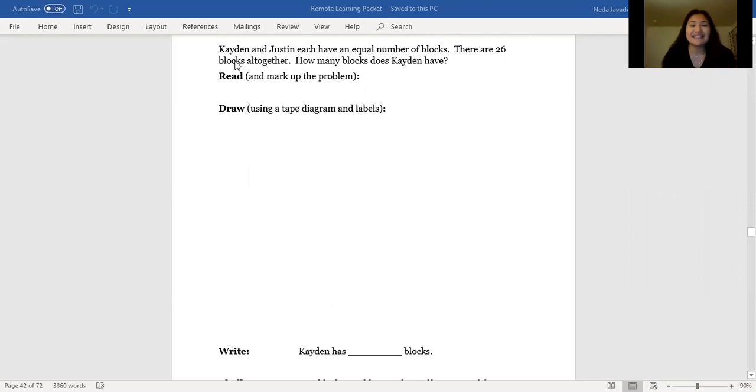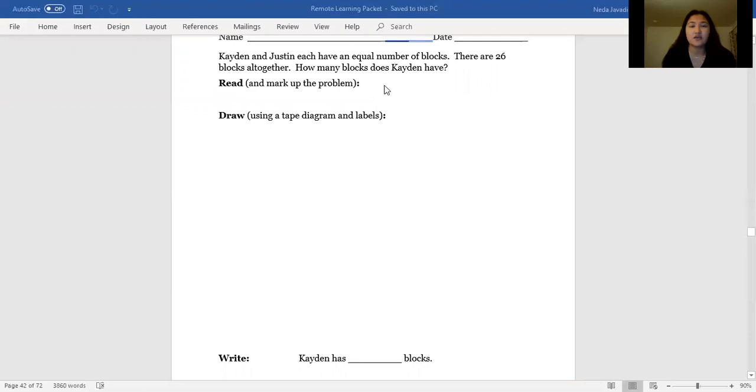It says, Caden and Justin each have an equal number of blocks. There are 26 blocks all together. How many blocks does Caden have? Go ahead and pause, mark up, and draw a picture and write a number sentence and an answer statement to solve this problem.